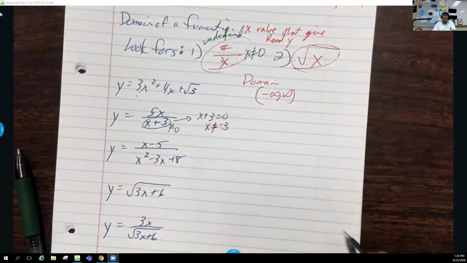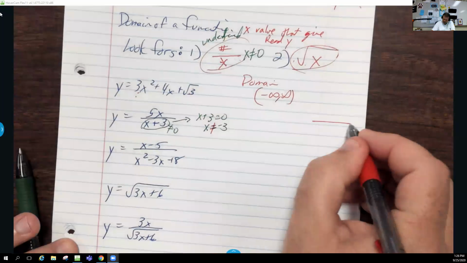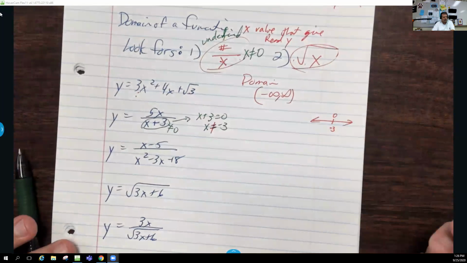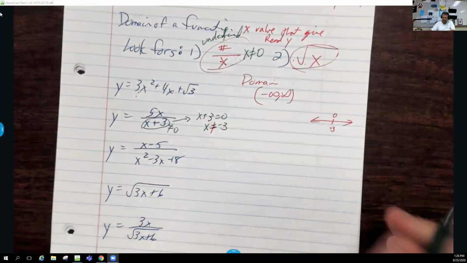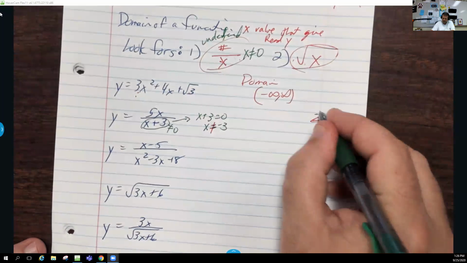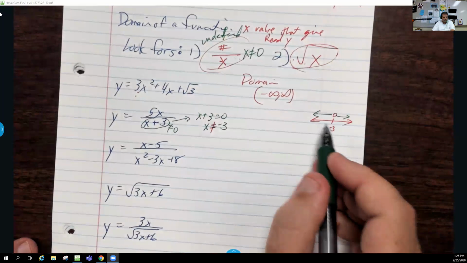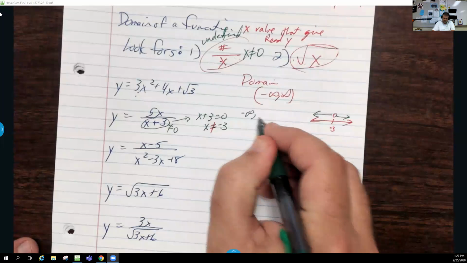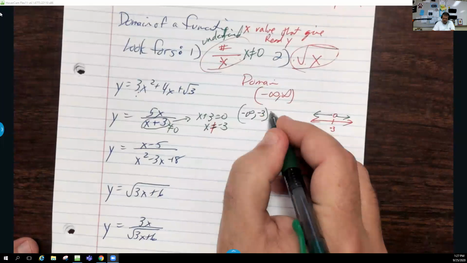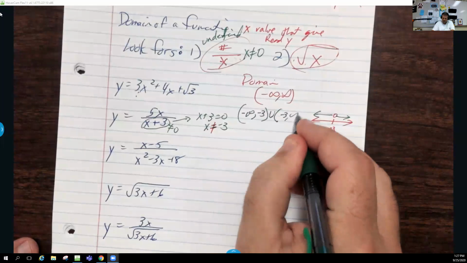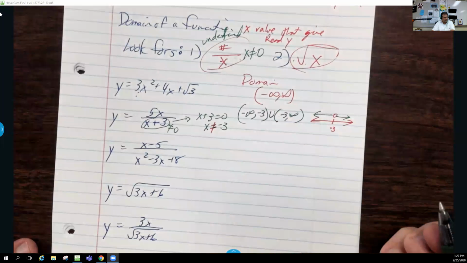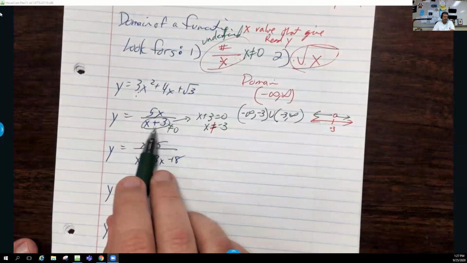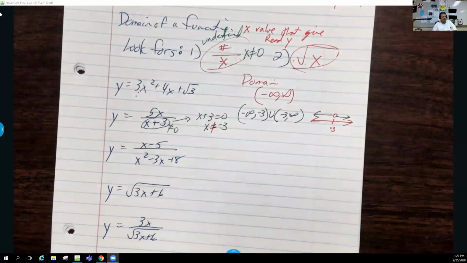Okay, so what do we do? Well, to find my domain, if I say x can't be negative 3, that would be this, right? Open circle at negative 3, but it can be everything else. So my interval notation has to match this. So it'll be negative infinity to negative 3, open, and negative 3 to infinity. And basically, it's what makes the bottom 0. Okay, so let's look at the next one.